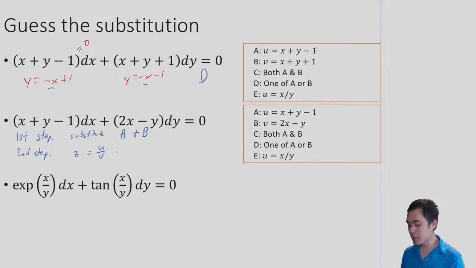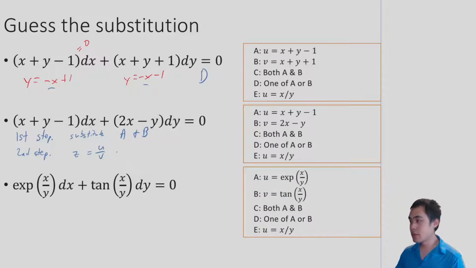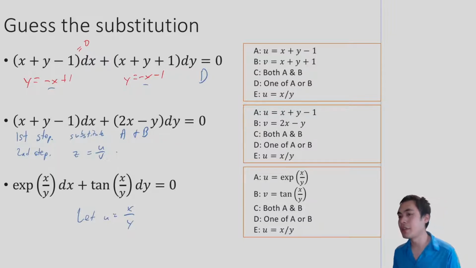Okay, and let me give you one last one. So here I have the exponential of x over y dx plus tangent of x over y dy is equal to 0. So what would be the appropriate substitution here? Yeah, so in this particular case, these are one of the easier to recognize ones. If I have a bunch of variables x over y in multiple places, then it makes sense that you may want to have a substitution u is equal to x over y.